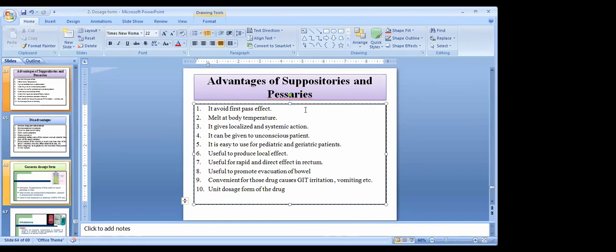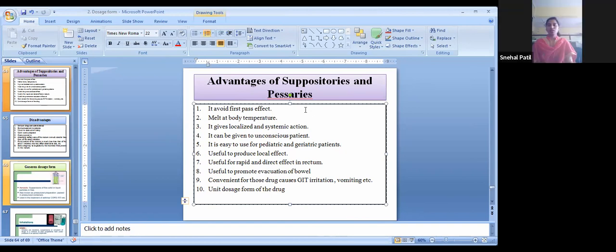Yes, ma'am. Avoids the first pass effect, which means the lengthy process of oral administration. So it avoids that process. It melts at body temperature. It easily melts or dissolves at body temperature when it is inserted into the body.